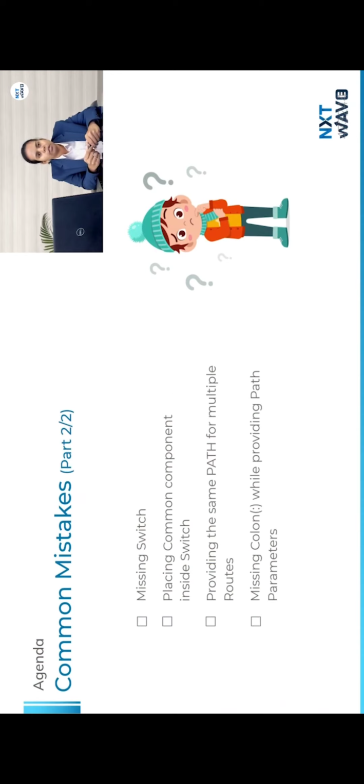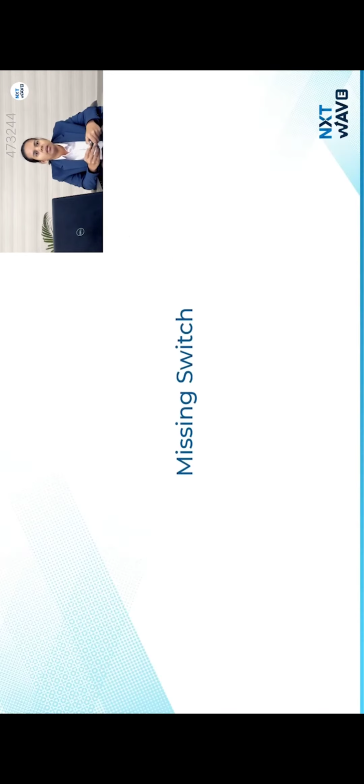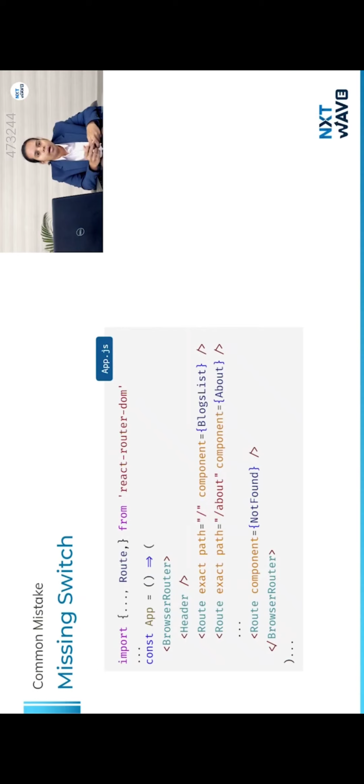Now let's proceed further to the next set of common mistakes, starting with missing switch. Okay, so now within the browser router, we write the link and the route components, right? If we miss writing a switch, let's understand what will happen. You can see here that we have written the browser router header, right? And there are routes, okay? And we haven't written the switch component. Okay, let's see what will happen.